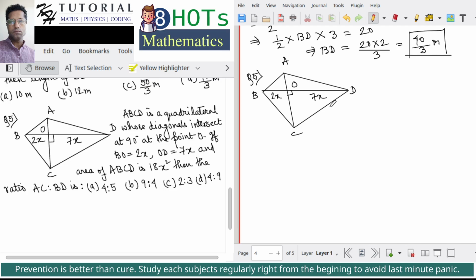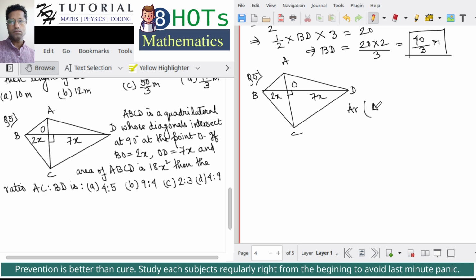AC and BD. Okay. Area is given. Now since the two diagonals are intersecting at right angles, it will be easy to find the area of the quadrilateral ABCD. So let's find what is the area.